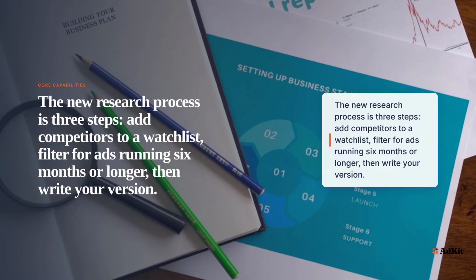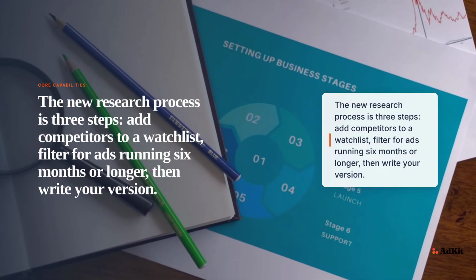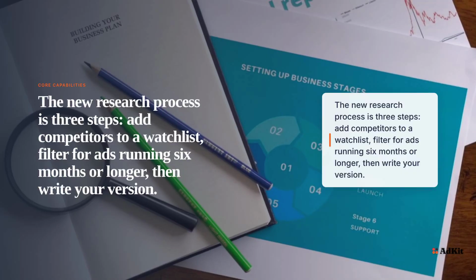The new research process came together in 3 steps. First, add competitors to a watch list. Next, filter for ads running 6 months or longer. Then write a version of that angle.